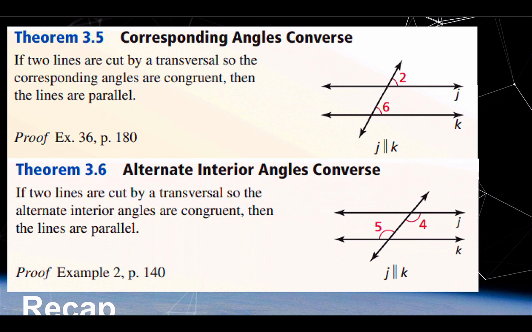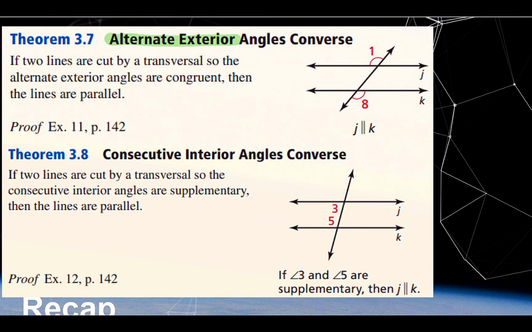So we have our recap. We are doing the converse of everything we learned in 3.2. So we're just doing the opposite. So these 4 go right along with the 4 we learned in 3.2. We're just working backwards. We're given the angles, therefore we can say the lines are parallel.